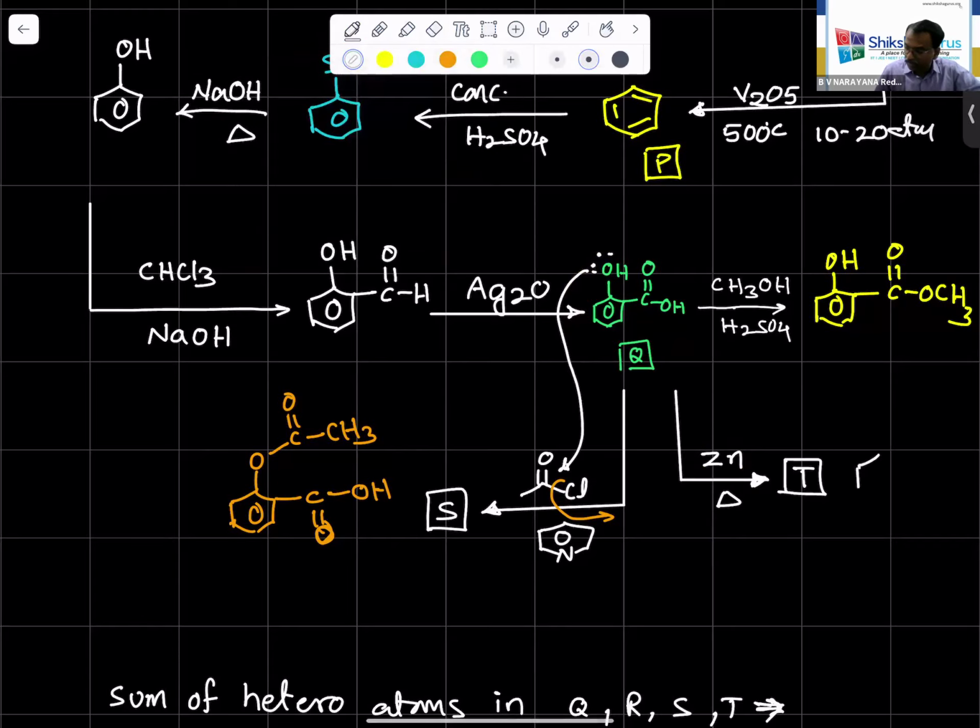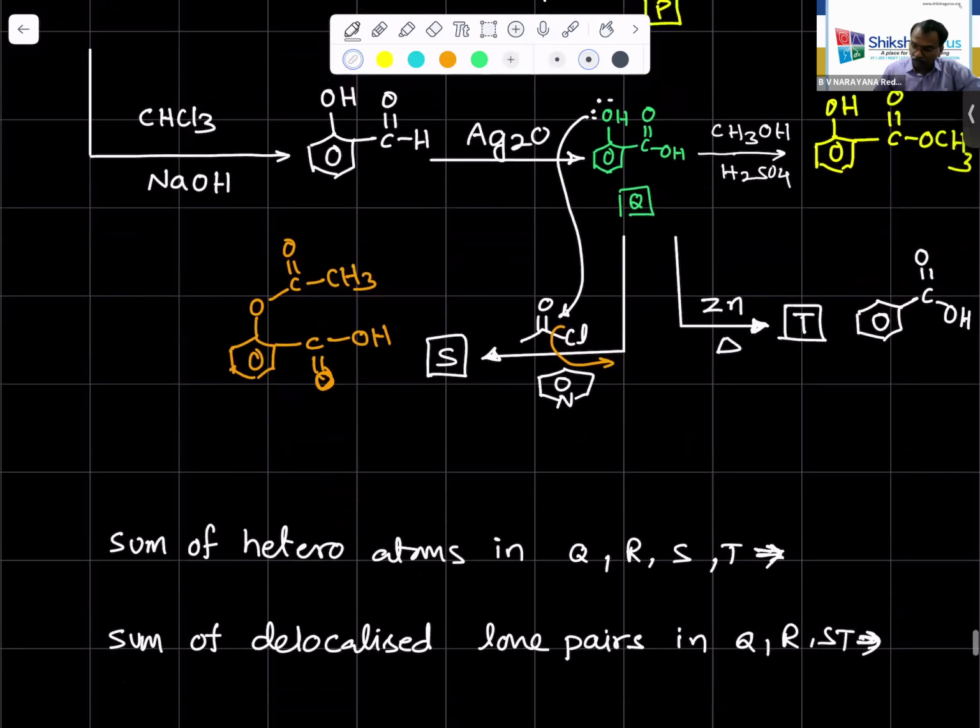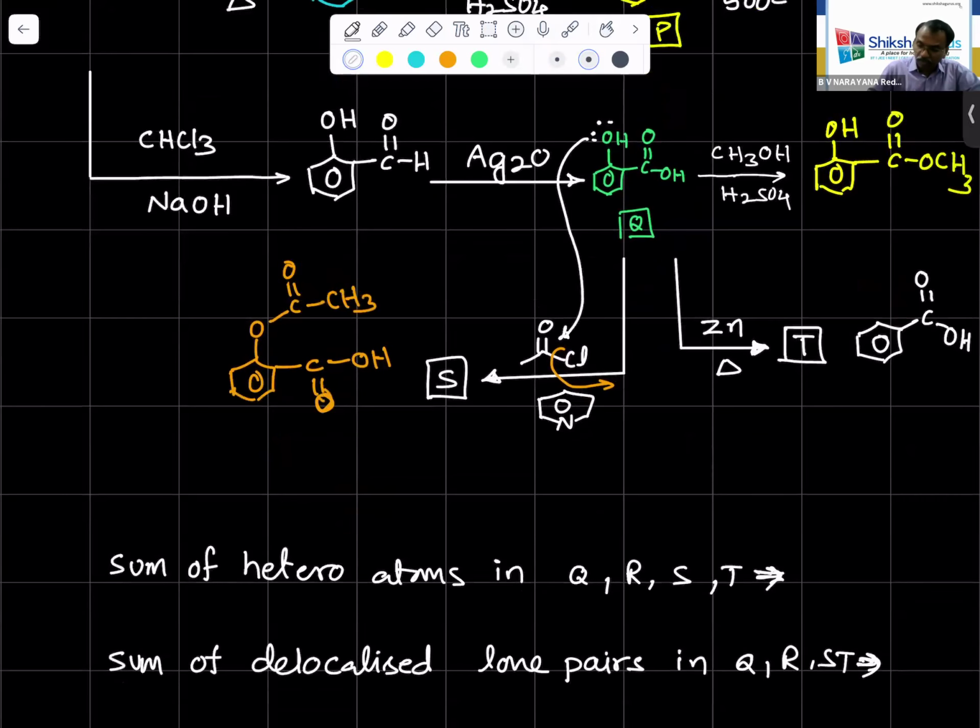That means the phenolic OH group takes part in elimination. Here the benzoic acid will remain the same. This is compound T. Now, what is our question? What is the sum of heteroatoms and delocalized electrons present in compounds Q, R, S, T?